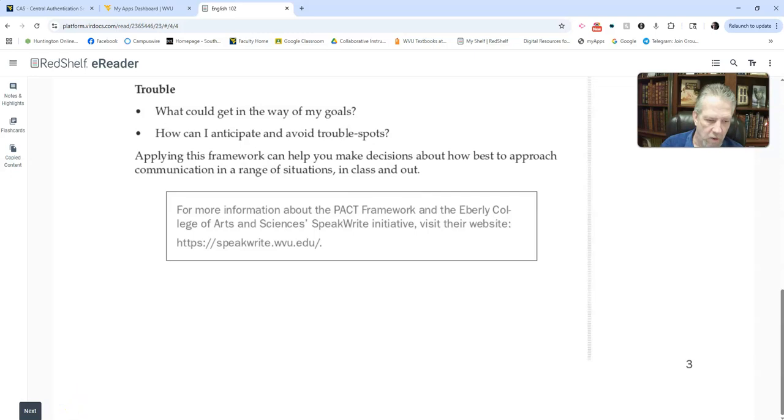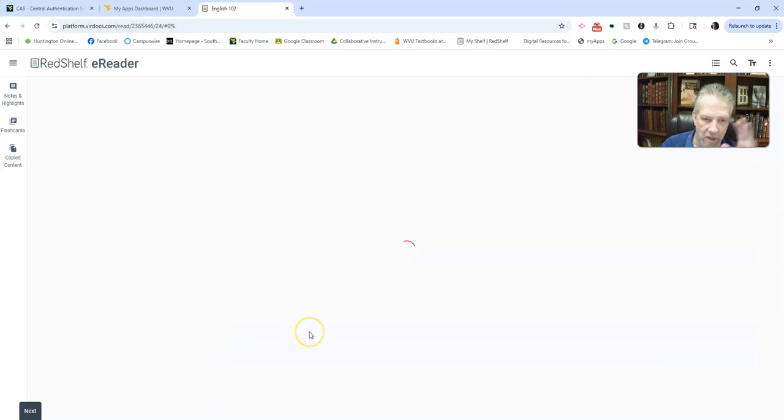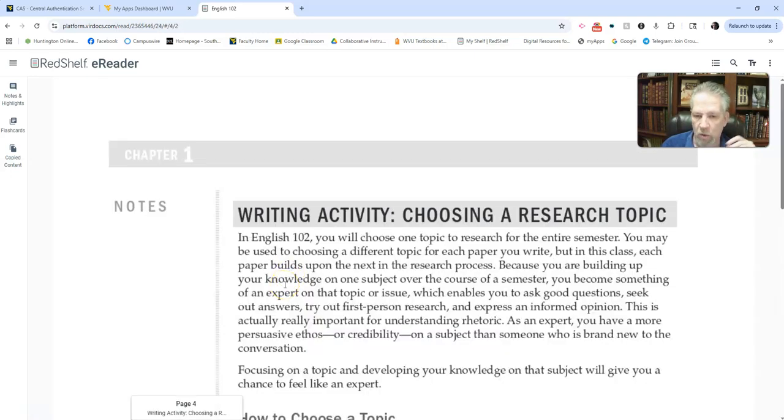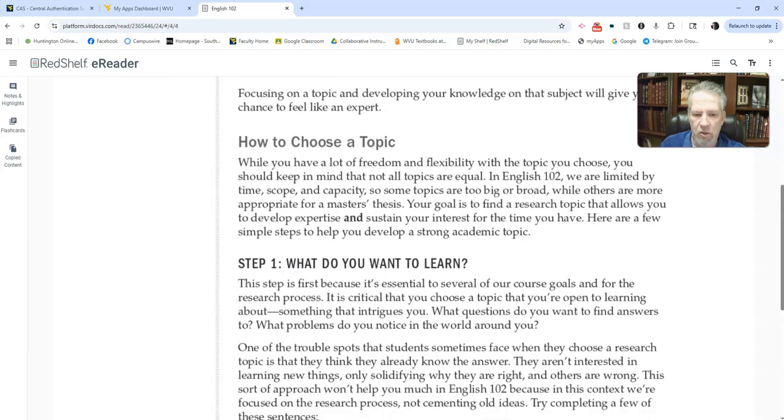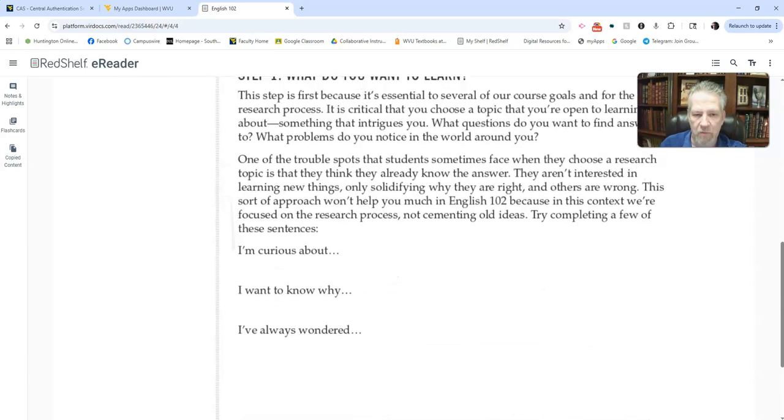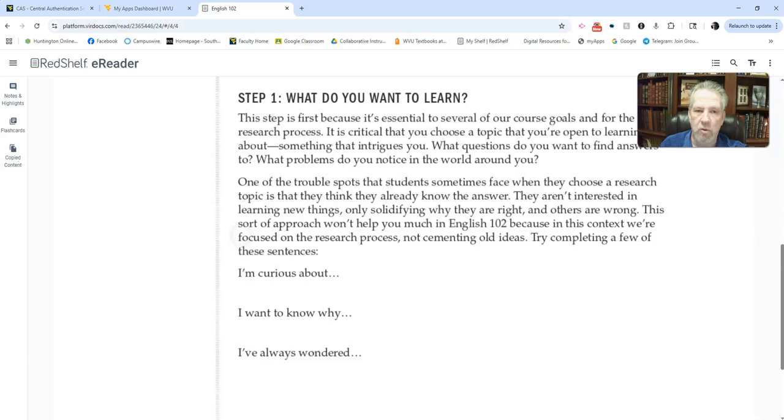See, this tells you more about how PACT works. You'll learn more about what that means. If you've already been in 101 at WVU, you should already know all about PACT. Now, here's a writing activity: how to choose your research topic. This would be one, for example, that you could do as a miscellaneous item for this first chapter.